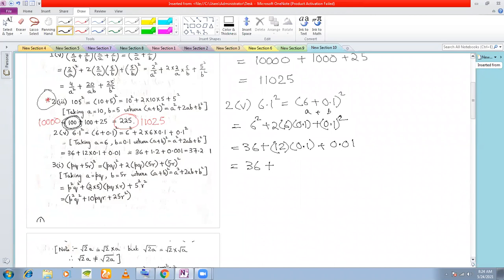How will you multiply this? You first multiply 12 with 1 to get 12. And now from the right, how many decimals do you have to move? Only one, right? So the decimal point moves here, and I get 1.2. So 12 into 0.1 is 1.2, plus 0.01. Therefore you just add all this, and you get 37.21.